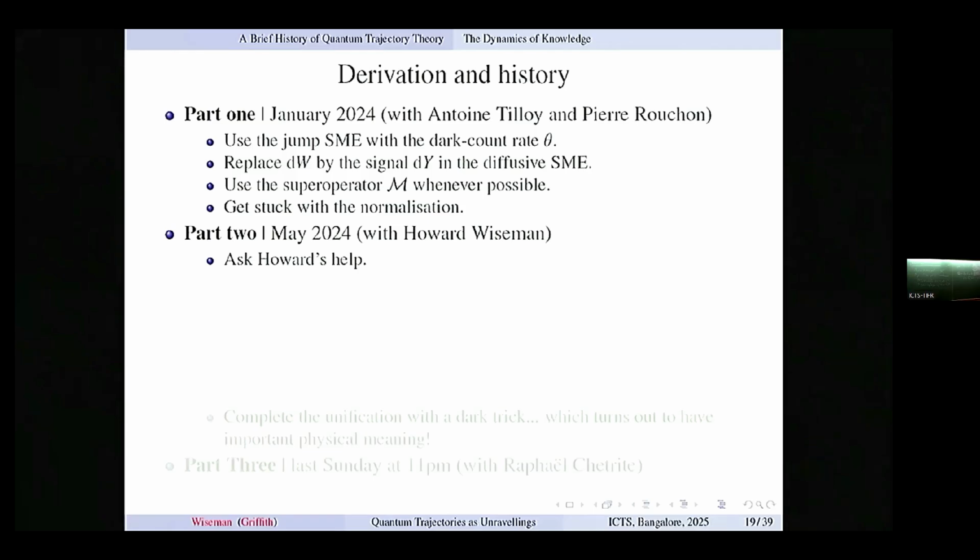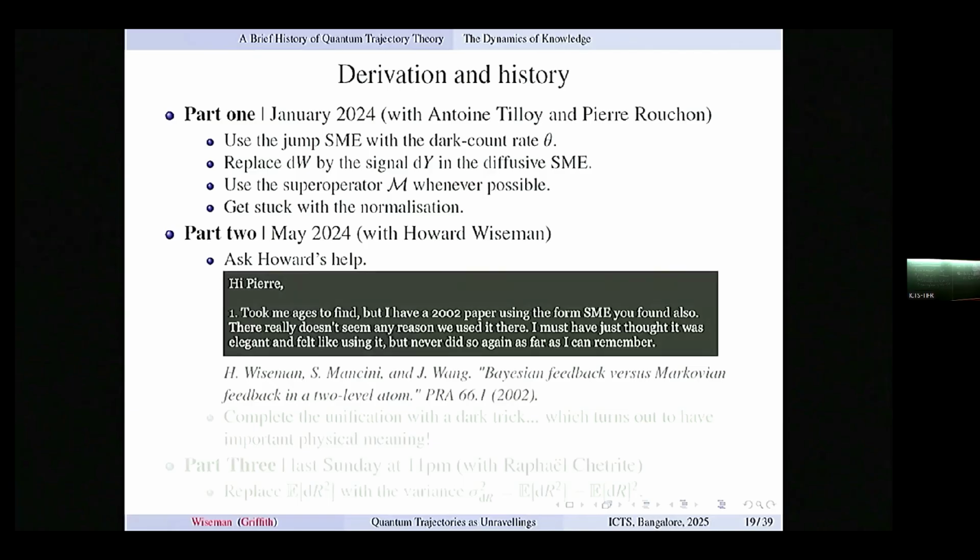So we discussed it, and later this day, actually during the night, Howard sends an email saying, hi Pierre, took me ages to find, but I have a 2002 paper using the form, the form you found also. There really doesn't seem any reason we used it there. I must just have thought it was elegant and felt like using it, but never did so again, as far as I can remember. So the paper in 2002, where this form is used, okay? And I think maybe what was missing at the time is the guiding light I told you about, this correlation function formula that we want to preserve. It was both, yeah.